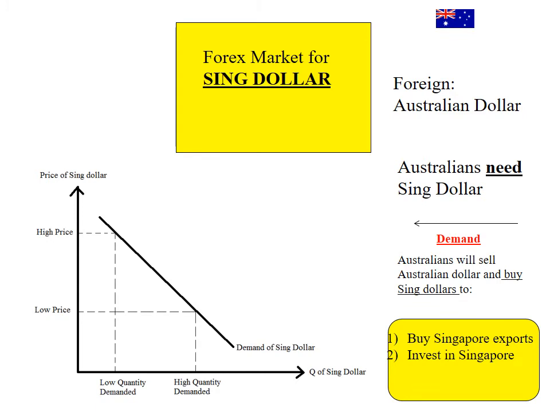So if Sing dollar is very expensive, foreigners, in this case Australians, are not so eager to buy. If you are Australian and you know that Sing dollar is very expensive, you probably say, maybe I'm not going to Singapore for a holiday, it's so expensive. If the Sing dollar is very cheap, Australians would probably want to come to Singapore for holiday more often and they want more Sing dollar. So the demand is a downward sloping curve.